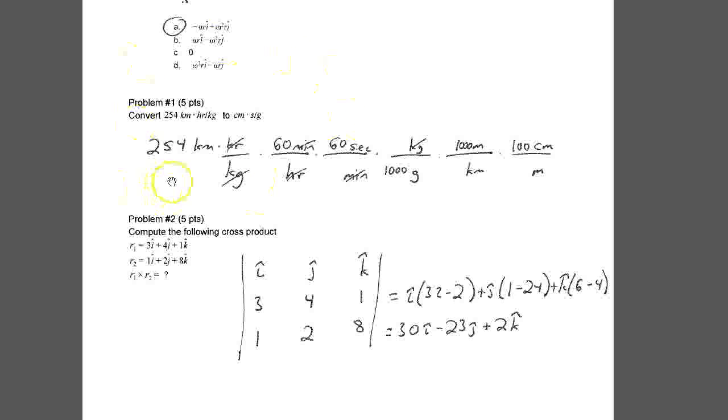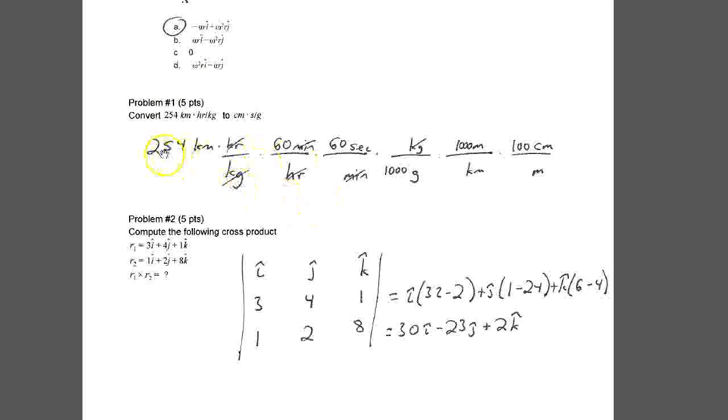So for this test, it said to convert 254 kilometers times hours per kilogram to centimeters times seconds per gram. And so you do need to show your work for these ones. On the multiple choice, you do not. But this one you do need to show your work.